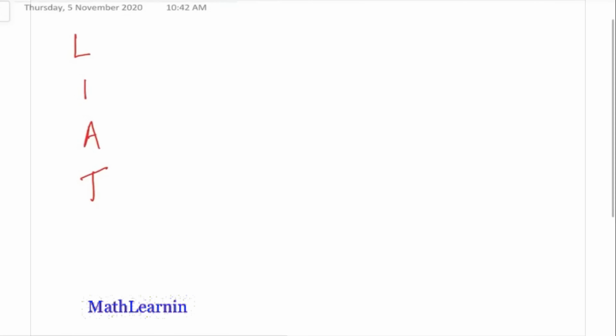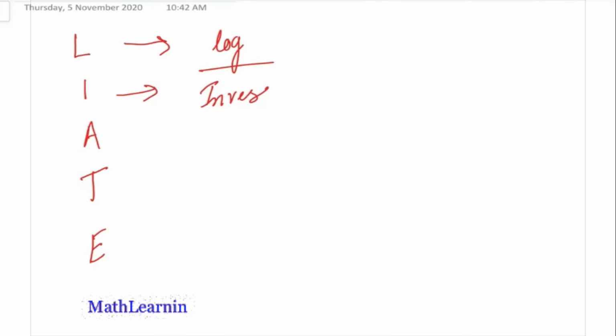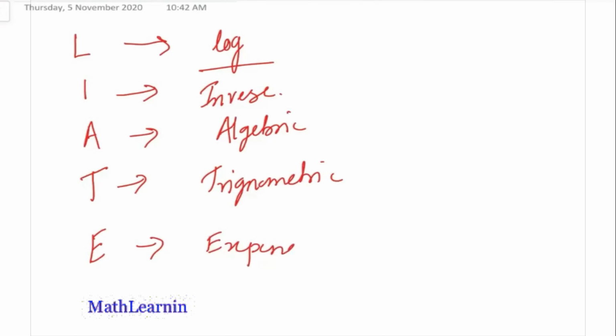ILATE functions. I hope everybody knows what ILATE is. The L stands for logarithmic functions. Then I stands for inverse trigonometric functions. Then A stands for algebraic functions. T stands for trigonometric, right? And then E stands for exponential. So these are the basic types of functions that we have.